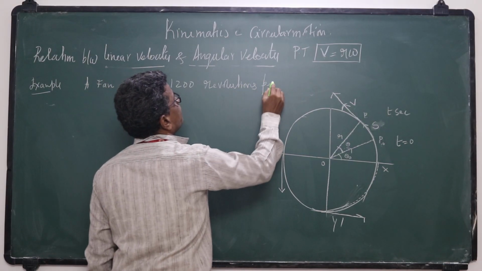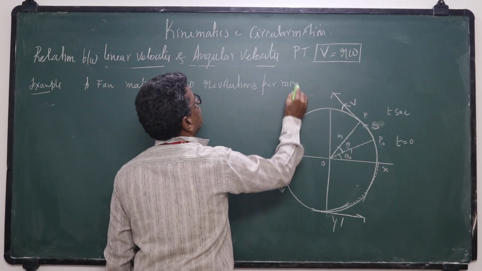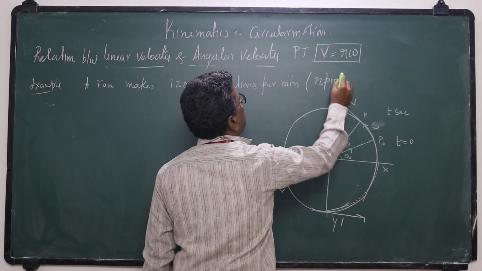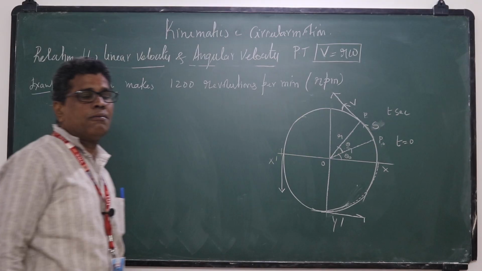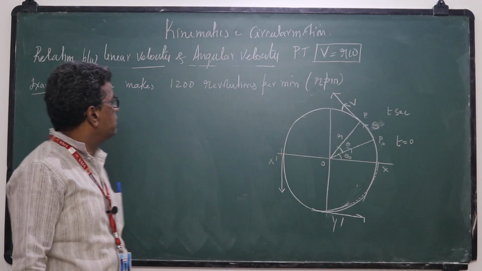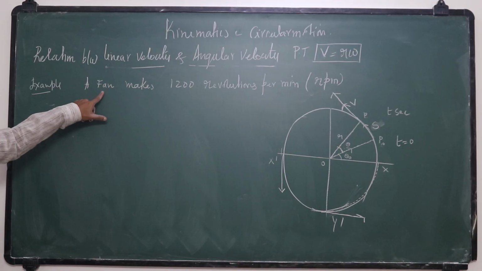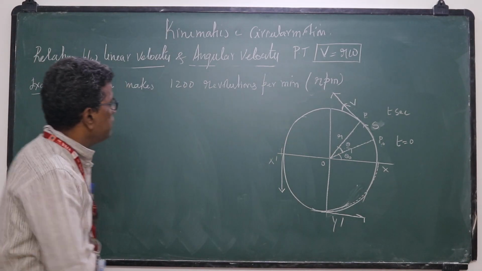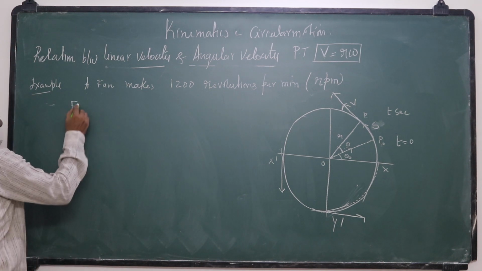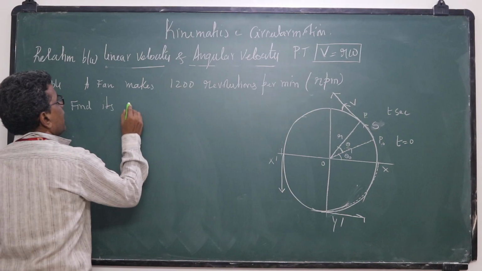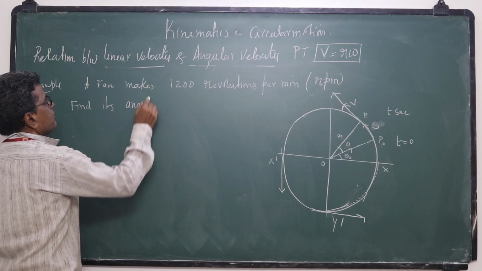Revolutions per minute, that usually we represent with RPM. What is RPM? Revolutions per minute. So a fan makes 1200 revolutions per minute. Find its angular velocity.